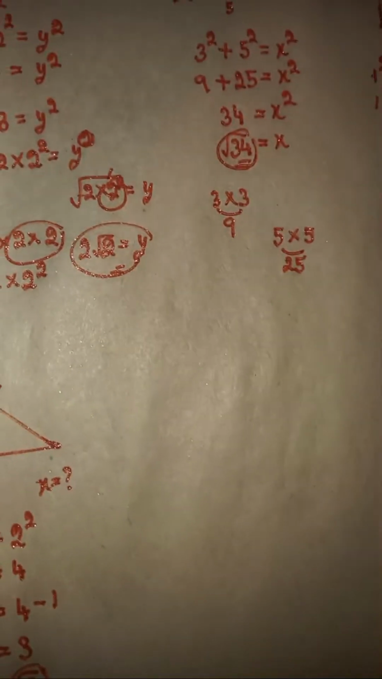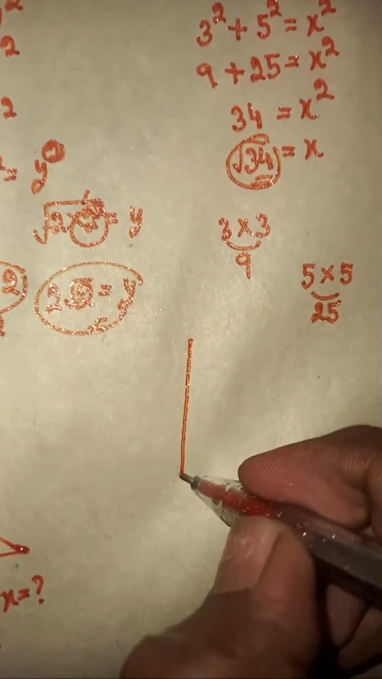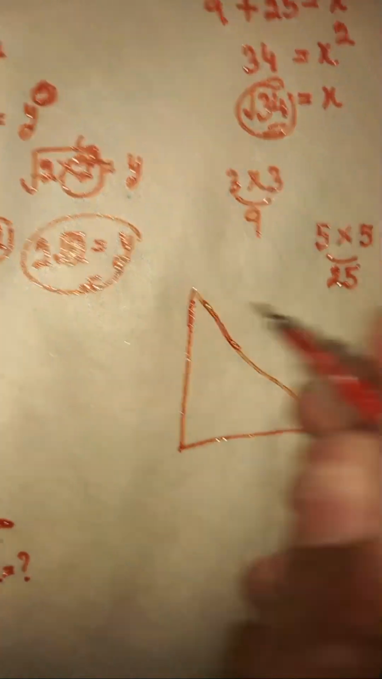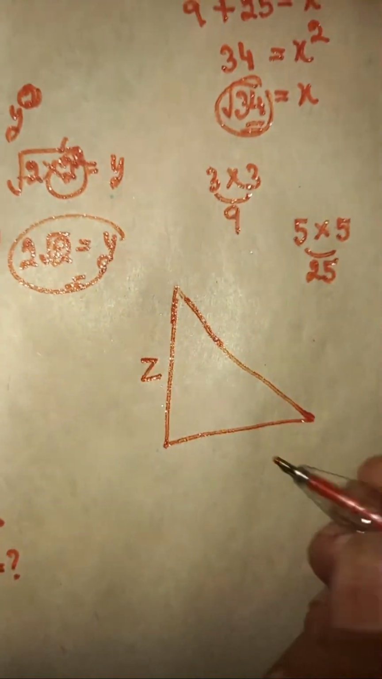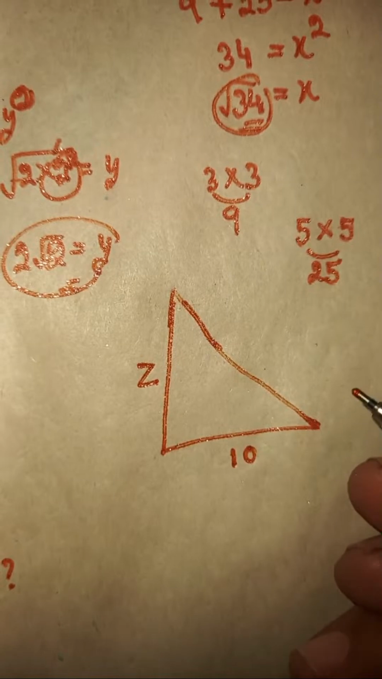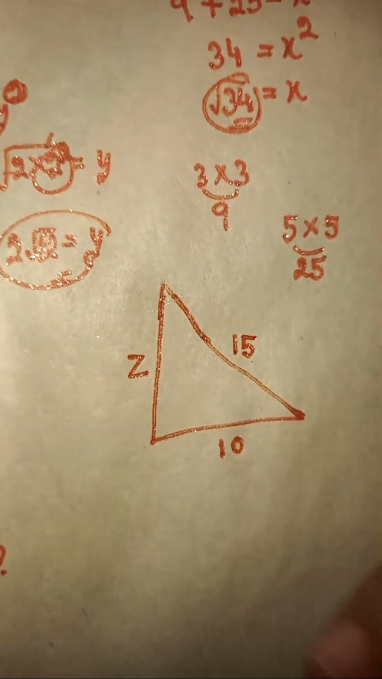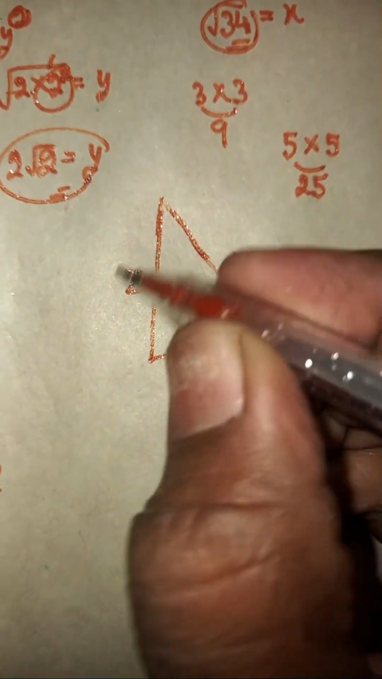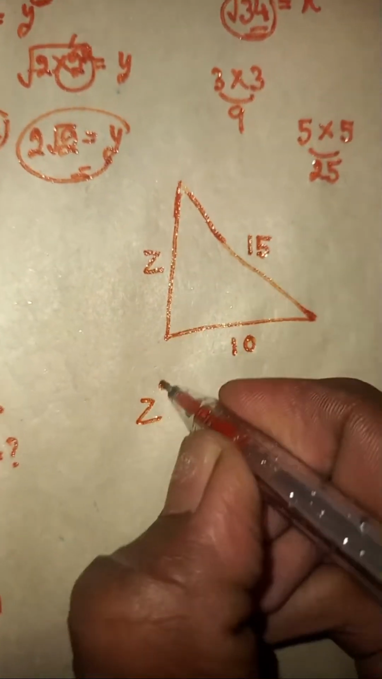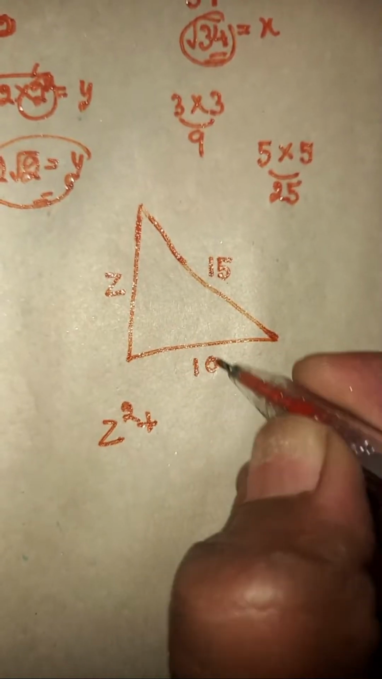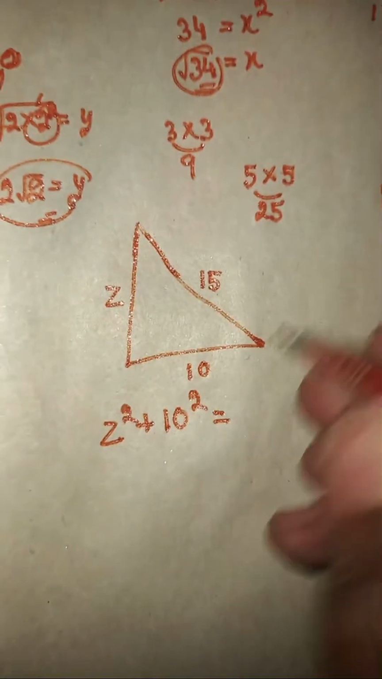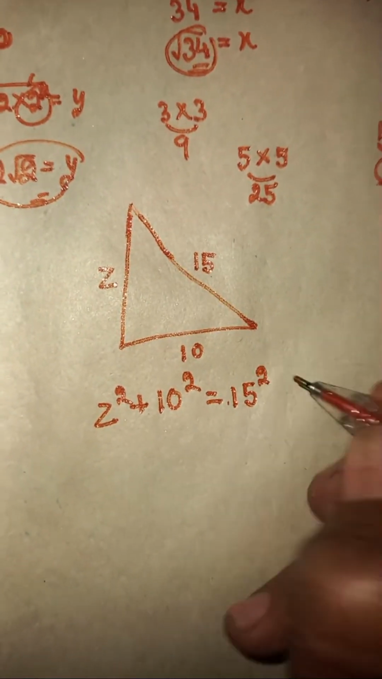Let's take one more triangle. Here also they give another side length. This side length they have given us z, and this side length they have given us 10 units, and this side length they have given us 15 units. Here do the same thing. This side length they have given z, so z square plus this side length, which is 10 square, equal to hypotenuse square, which is 15 square.